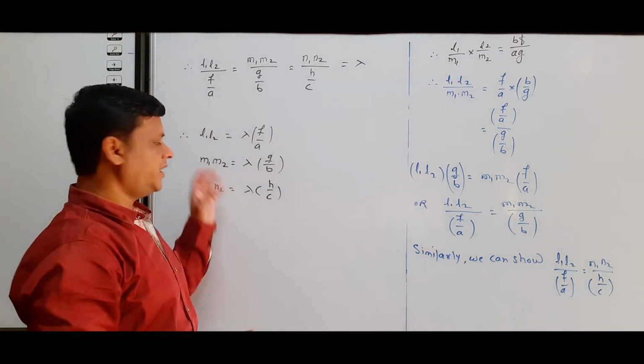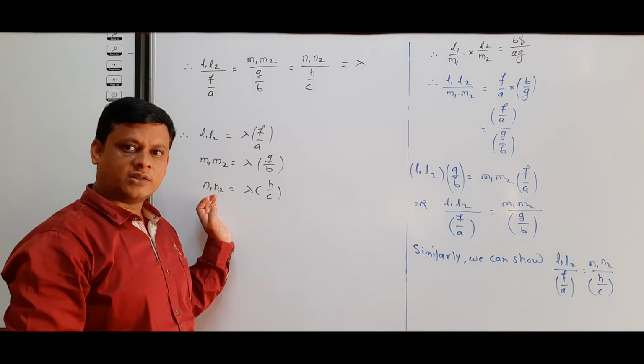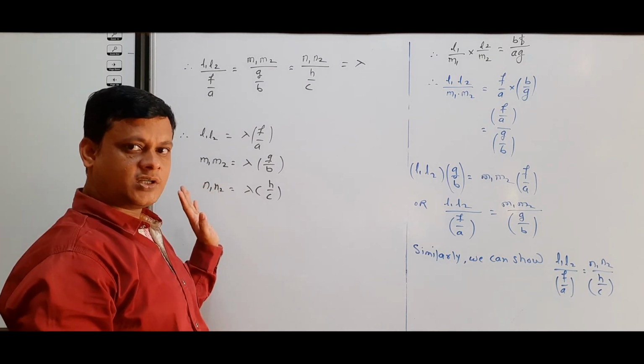Now these two lines are given to be perpendicular. We have to find that condition.